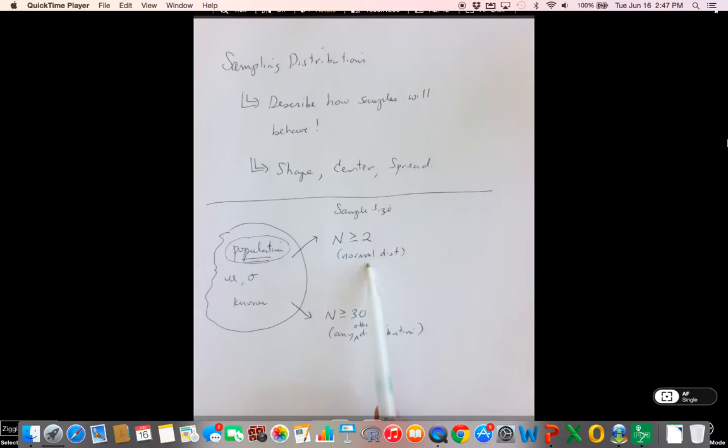If we're assured that we have a normal distribution, then all this stuff that I'm getting ready to teach you, sample size greater than or equal to 2, is sufficient. If we have a positively skewed distribution or a negatively skewed distribution or an unknown distribution, then we need a sample size of 30 or bigger for all this stuff to actually take place.